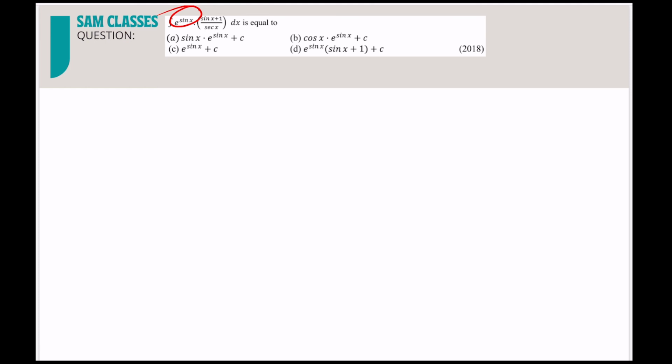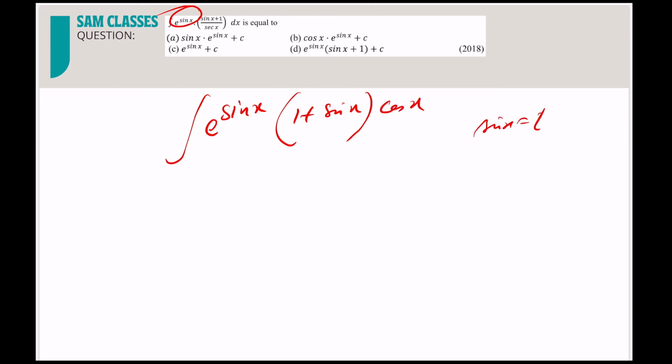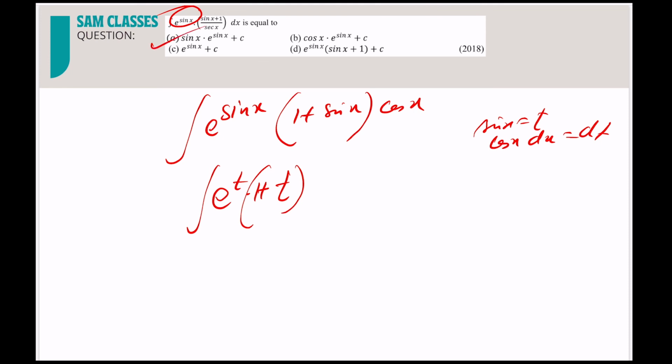So it is basically e power sin x into 1 plus sin x into cos x. So what do you do? Take sin x as t. So cos x dx is equal to dt. So e power t into t, 1 plus t, that's it. So solve it. What is the difficulty? So directly the first one is the answer. Clear, everybody?